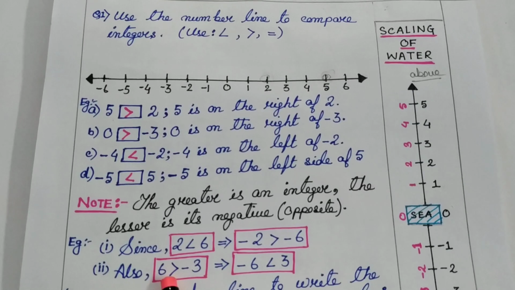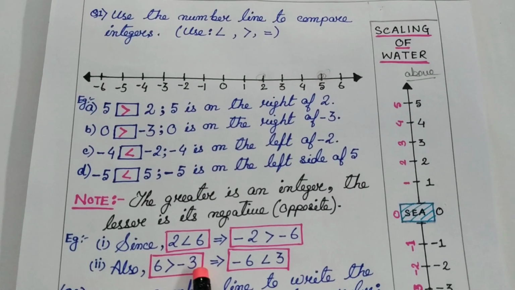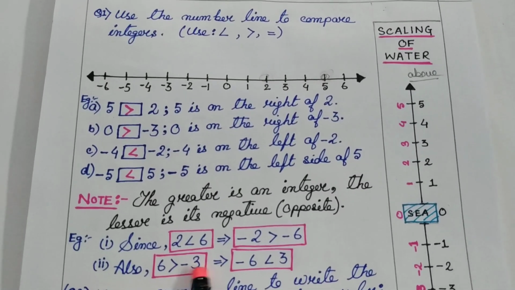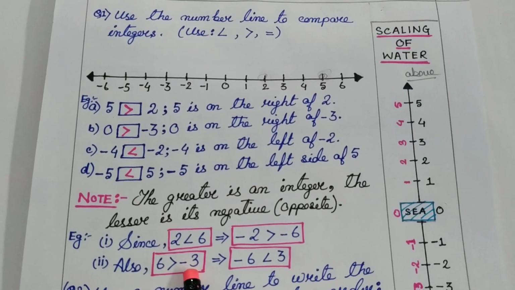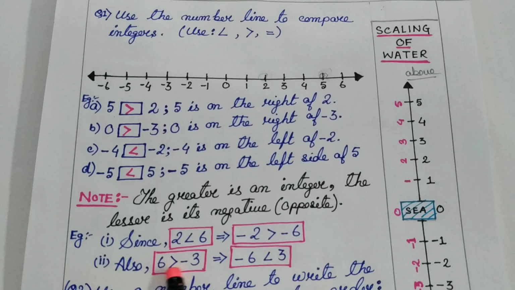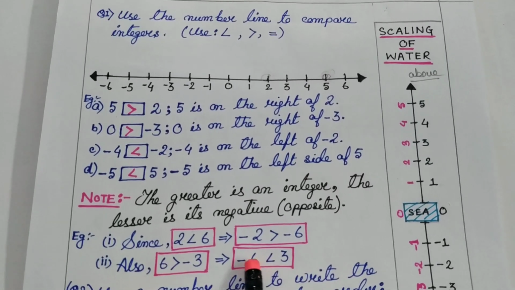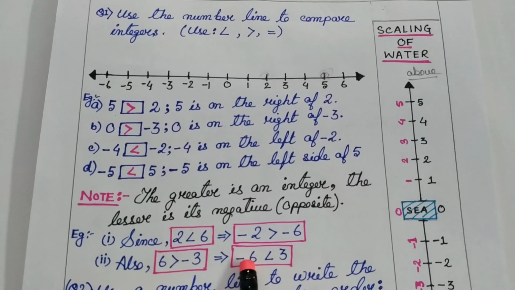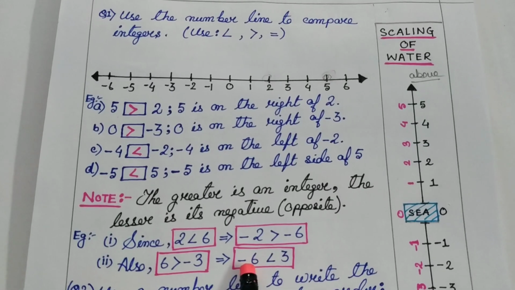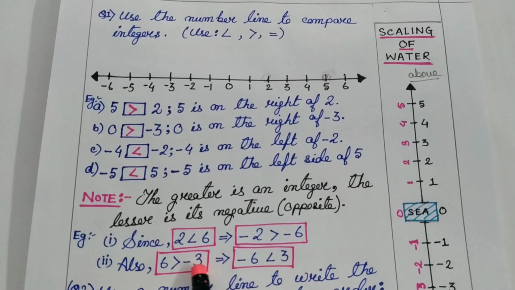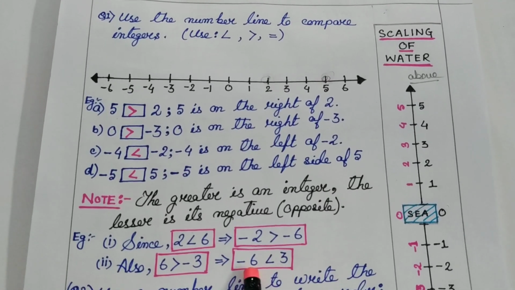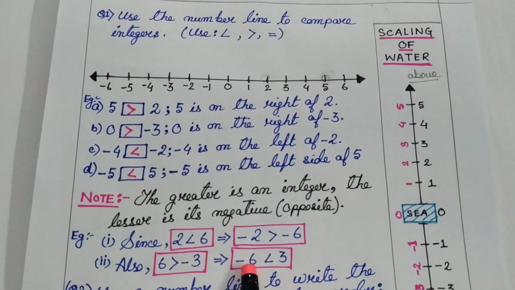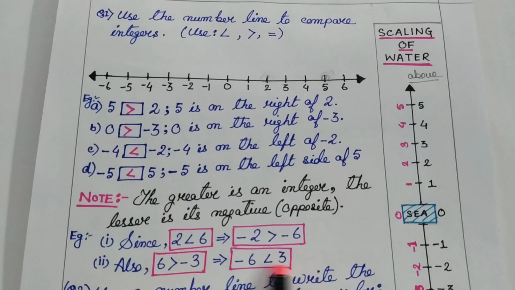Next, 6 is greater than minus 3. This part we already know: a negative value is always smaller than a positive value. Over here, I have just interchanged the sign. What did I do? Minus 6, plus 3. It is just the opposite of this one. So what will happen? We know a negative value is always smaller than a positive value. This is what I have done.